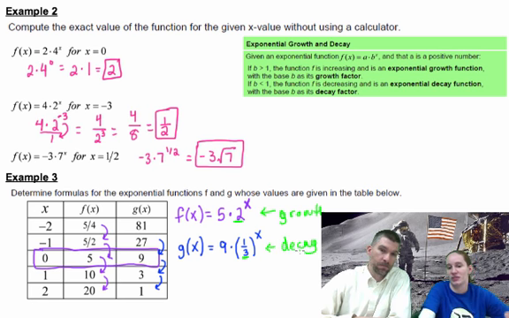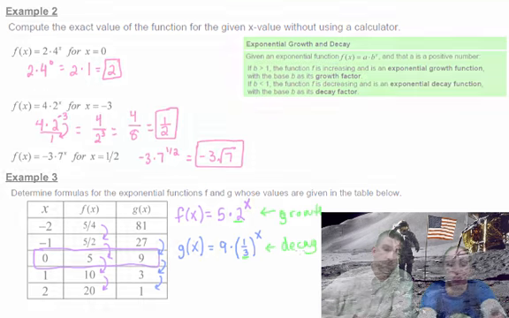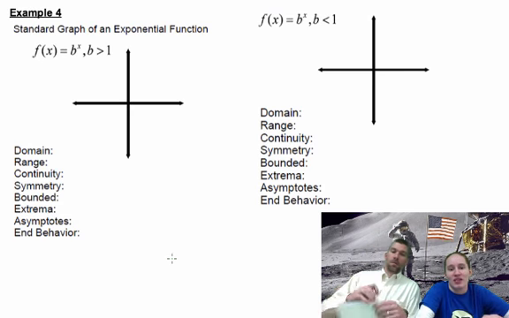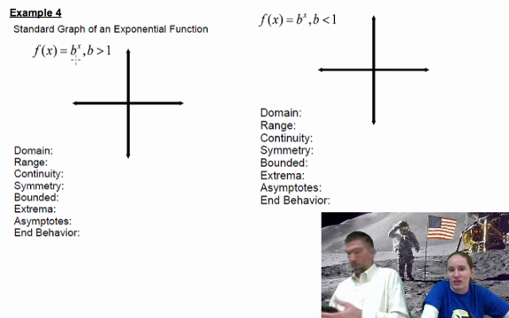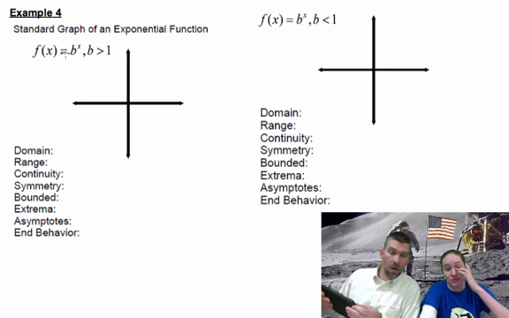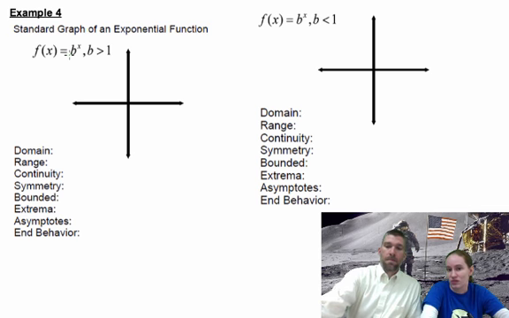There's probably going to be other examples. I think there will be. Example 4, the standard graph of an exponential function, where we have b to the x. In this case, we just have a 1 in front of whatever's going on.